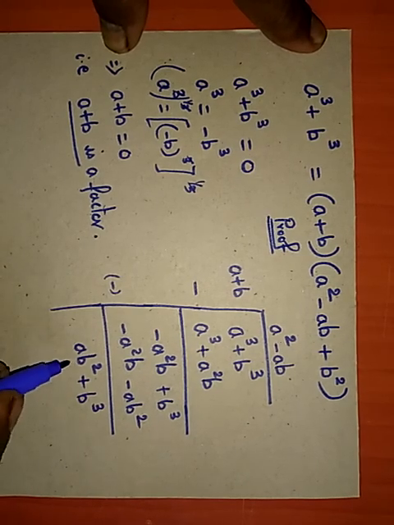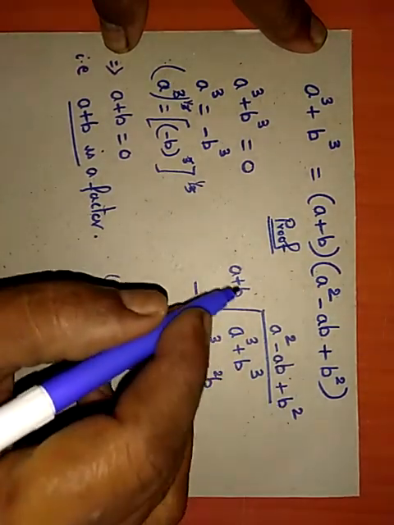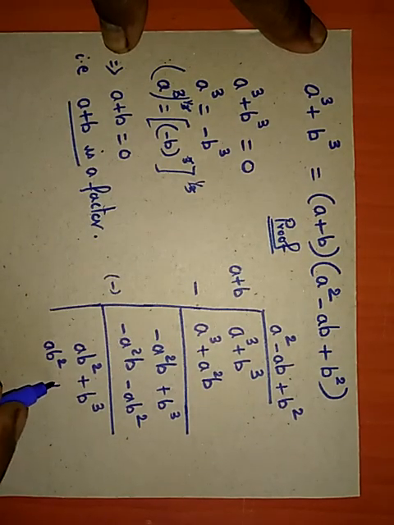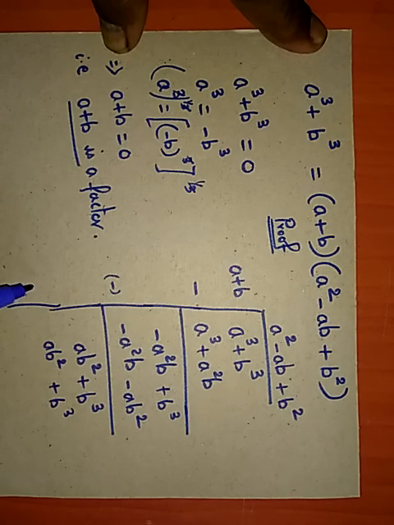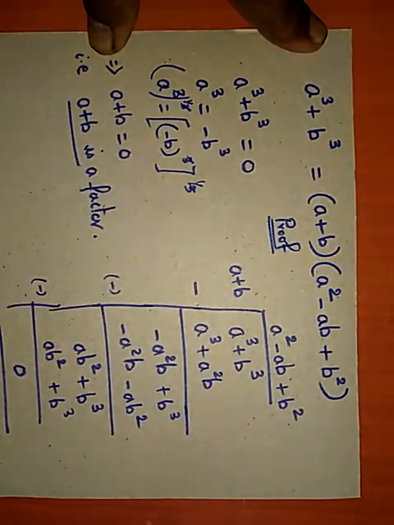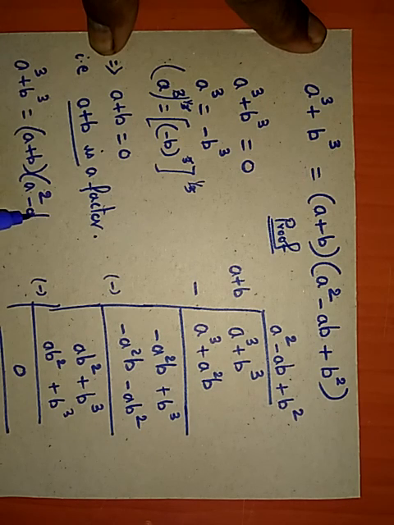Now what we want is ab square. So first you put plus b square. B square into a will give you ab square. B squared into b will give you b cube. So if you subtract, the answer will be 0. It has to be 0 because we know that a plus b is a factor. Therefore we can write a cube plus b cube is equal to a plus b into a squared minus ab plus b squared.